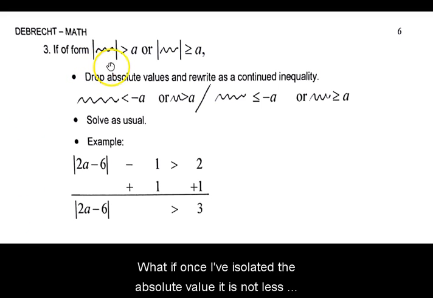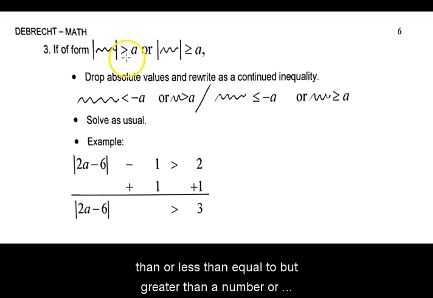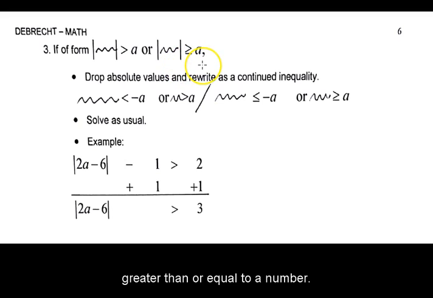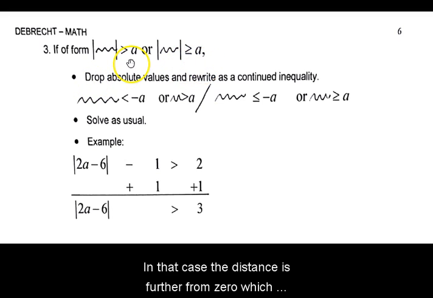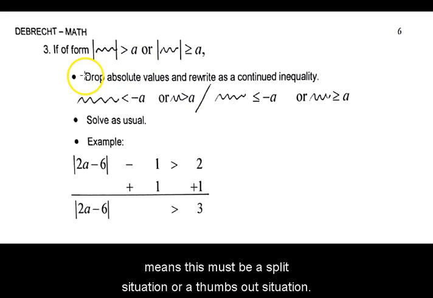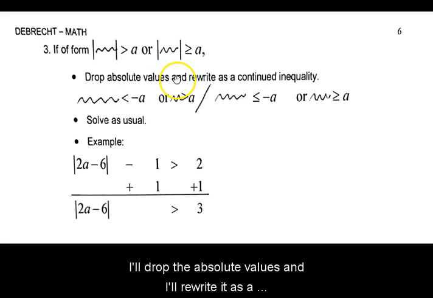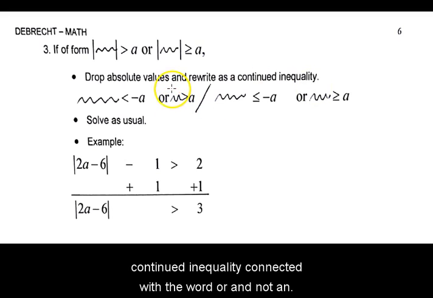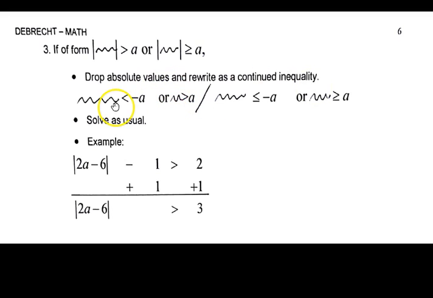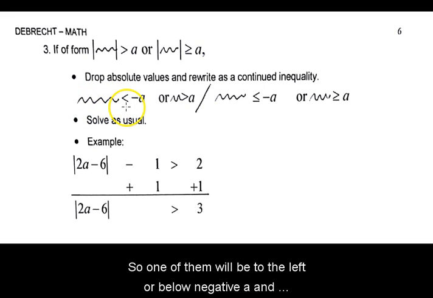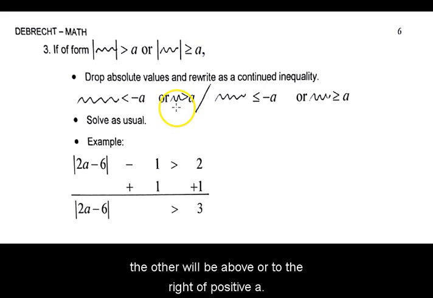What if, once I've isolated the absolute value, it is not less than or less than or equal to, but greater than a number or greater than or equal to a number? In that case, the distance is further from 0, which means this must be a split situation or a thumbs out situation. I'll drop the absolute values and rewrite it as a continued inequality connected with the word or, and not and. So one of them will be to the left or below -a, and the other will be above or to the right of +a.